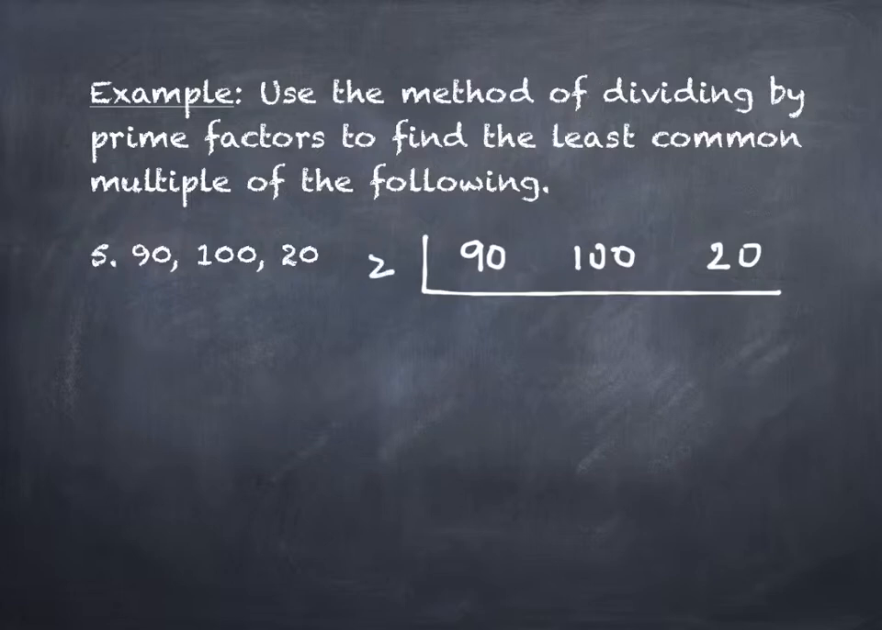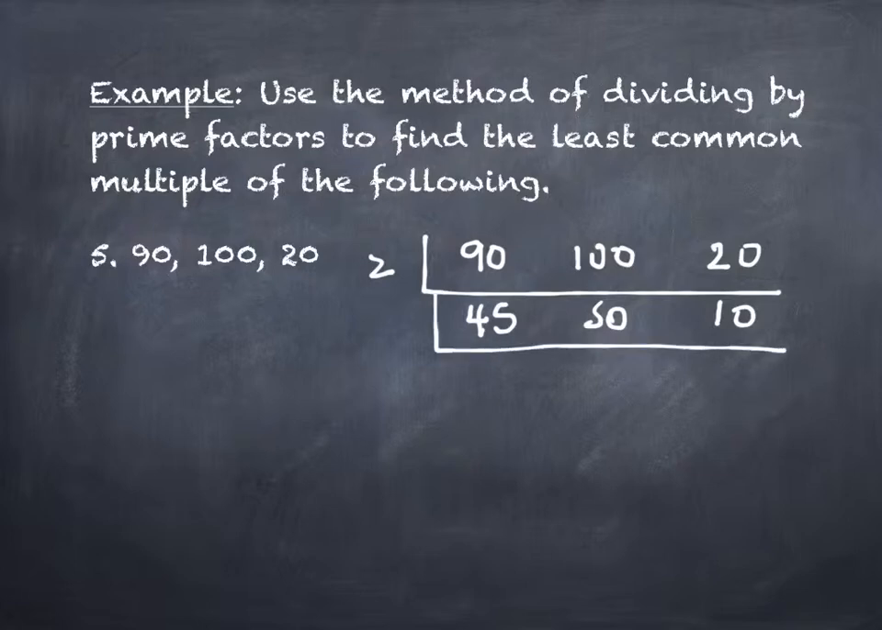So 90 divided by 2 is 45. 100 divided by 2 is 50, and 20 divided by 2 is 10. Okay. Now, I need another number. It doesn't have to be small, as large as anything, but another prime number they all divide by. 5 will work. All right, so 45 divided by 5? 9. 50 divided by 5? 10. And 10 divided by 5? 2. Now, at this point is where we would have had to have stopped if we were finding a greatest common factor. All right? Because there's not a factor common to all 3 of those numbers at the end, correct? 9, 10, and 2. They do not all have a common factor.